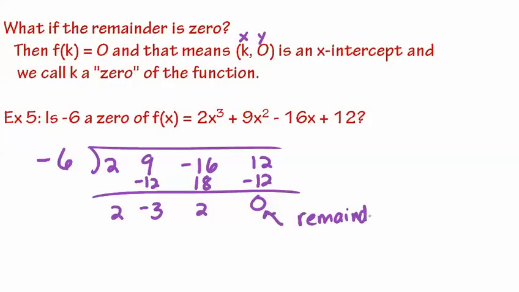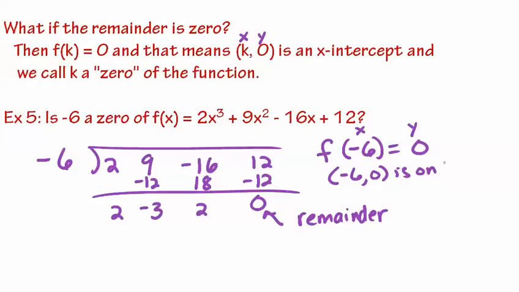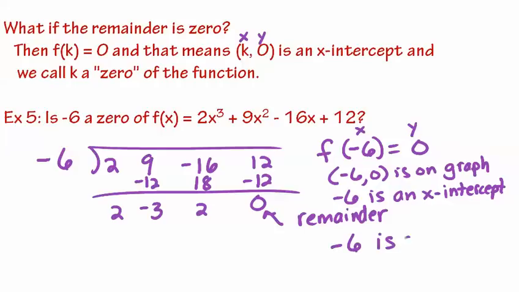So a remainder of 0 tells us several different things. We now know that f of negative 6 turns out to be 0. When we put negative 6 in for x, we got 0 for y. So negative 6, 0 is on the graph. So we would say that negative 6 is an x-intercept. It's not necessarily the only x-intercept, remember that? But that would help us to graph that polynomial if we can find all of its x-intercepts. We also say that negative 6 is a 0 of function f.